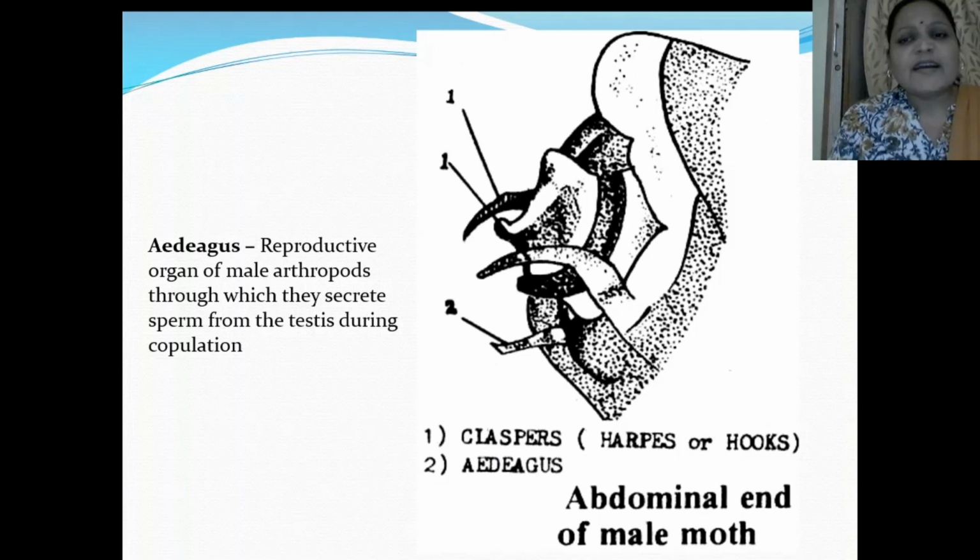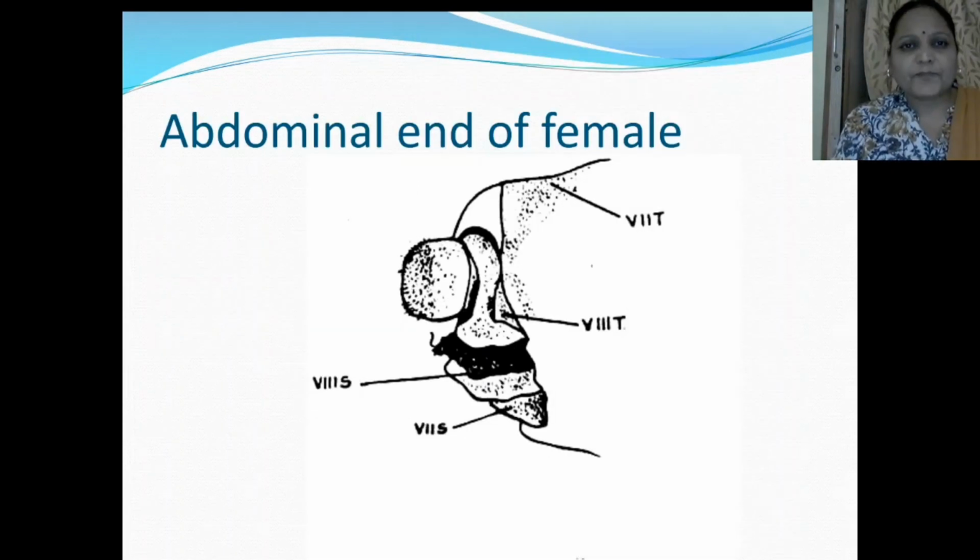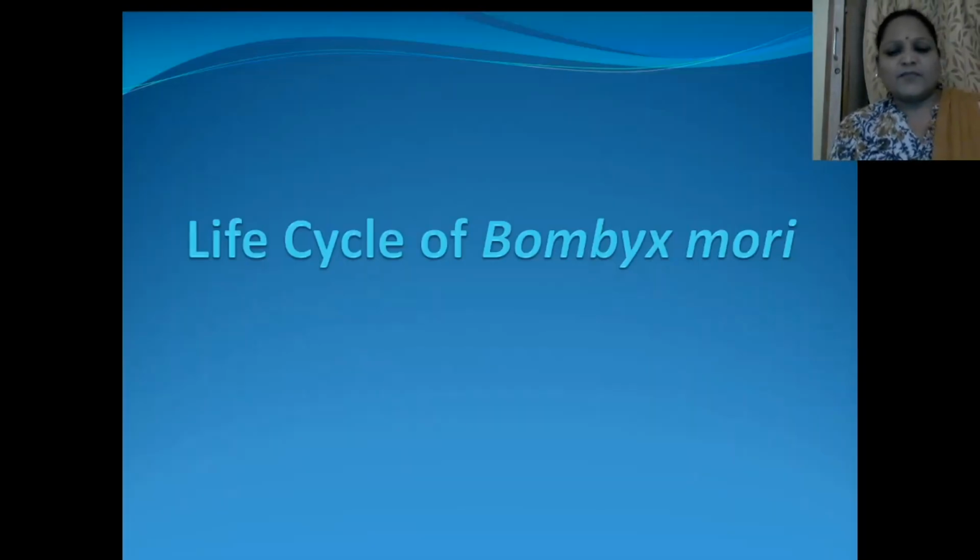In this figure, clearly we are able to see that in the male, the last abdominal segment shows the presence of hooks, which are also called harpies. Whereas in the female, it shows a knob-like structure.